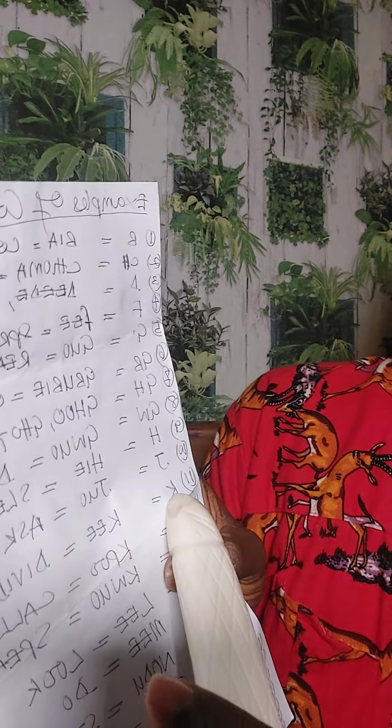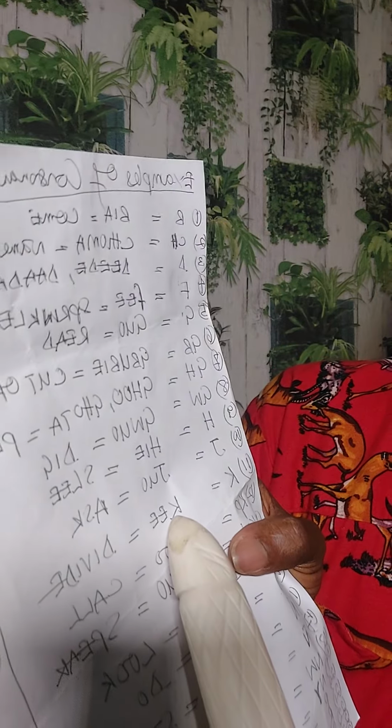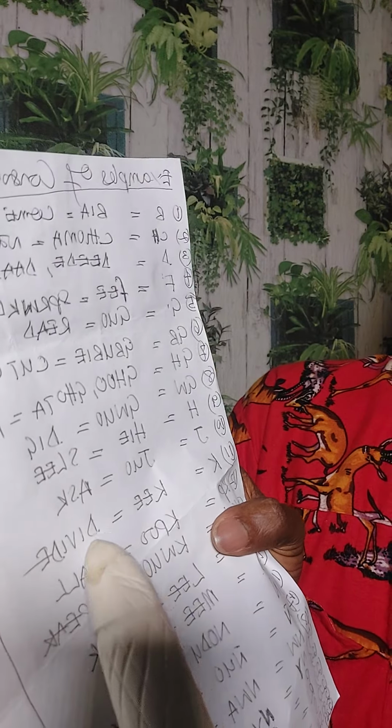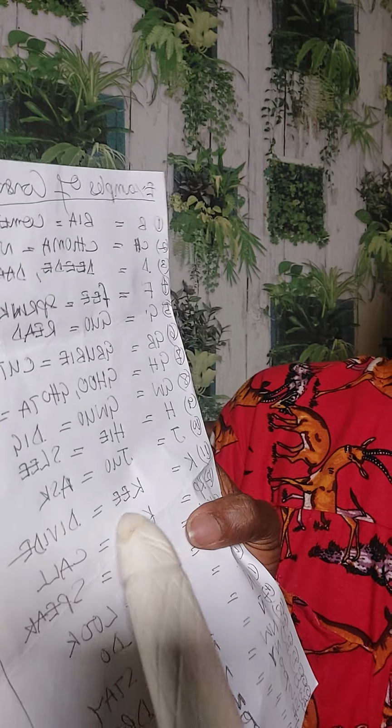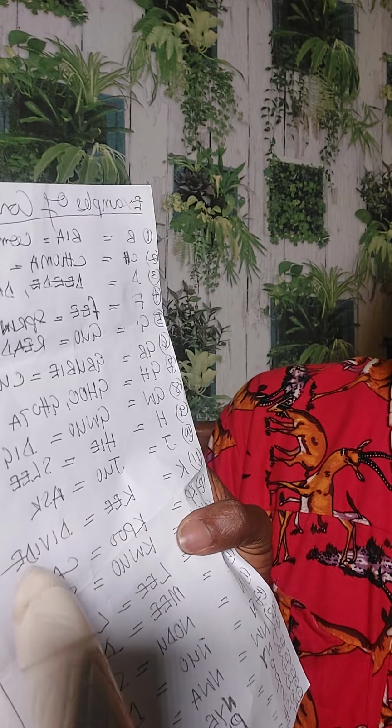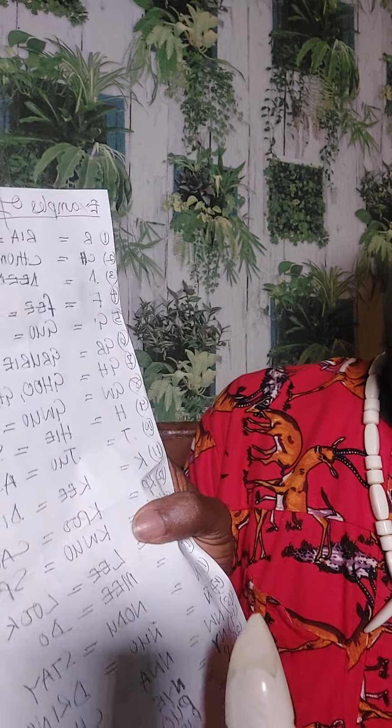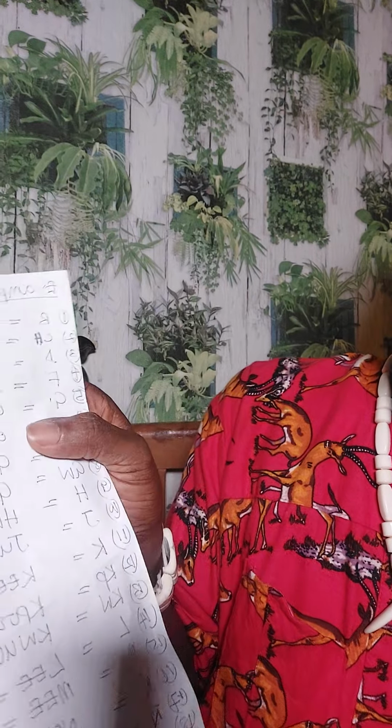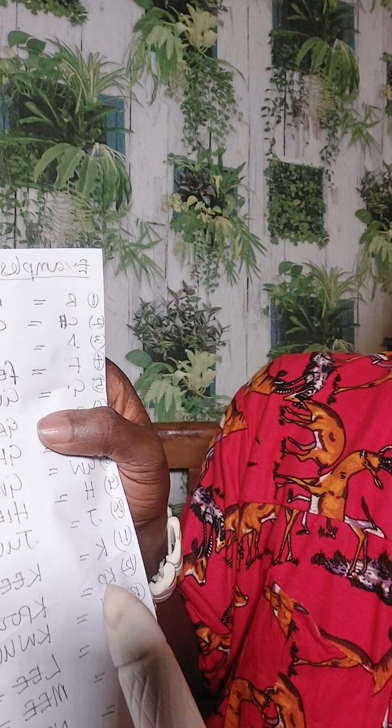Then the other one is K. I use it to form K. K means divide. You know what divide means? Okay, to share something.